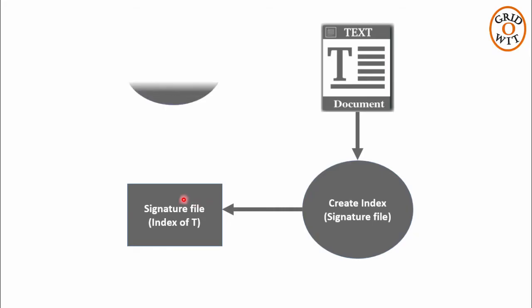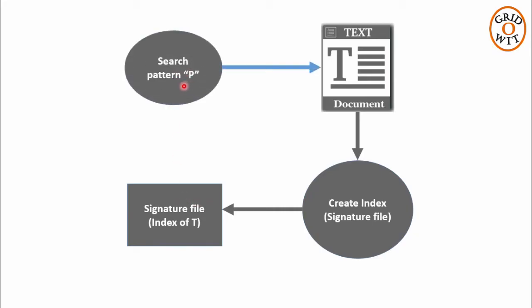Now if anyone wants to search for any pattern P in this large text T, they will first look for the pattern in the index, that is, in the signature file. If the pattern P is there in the text T, then the signature file returns the block of text where the pattern P may be available. So instead of searching in the whole text, we will search in the block of text provided by the signature file, or the signature index.